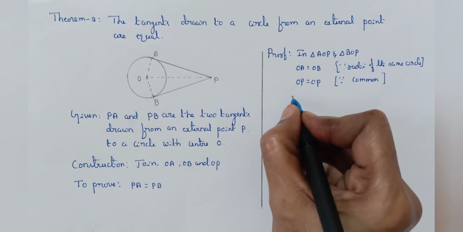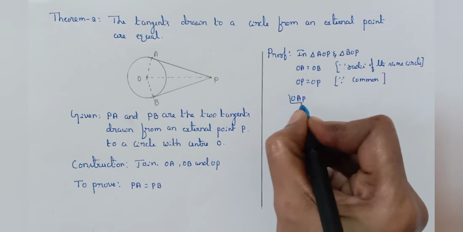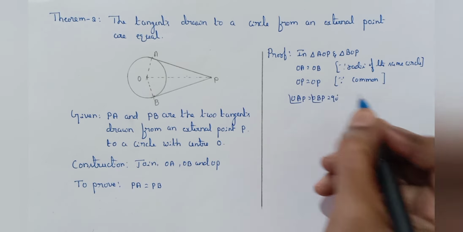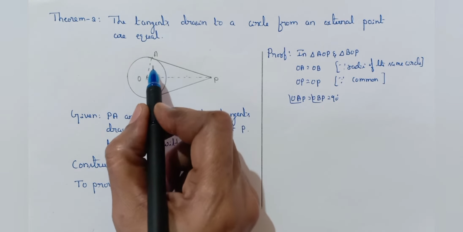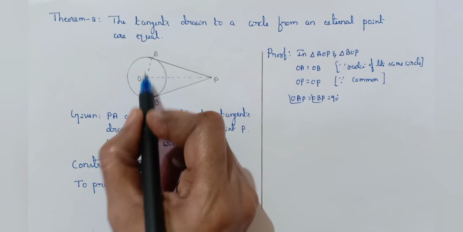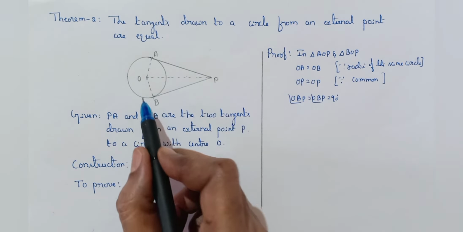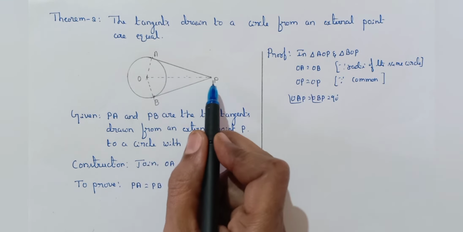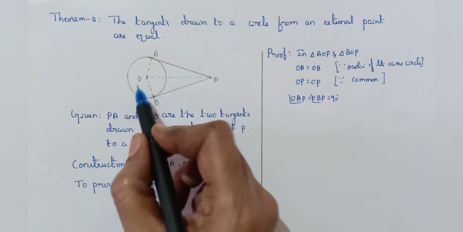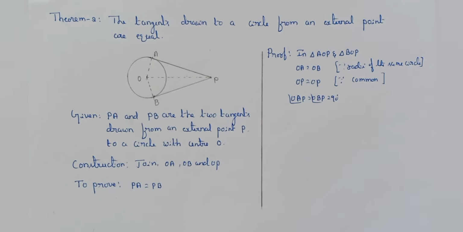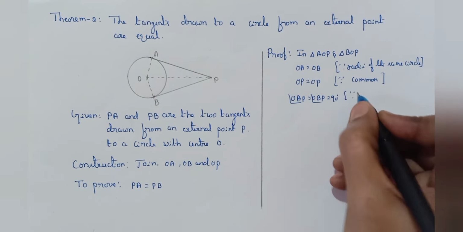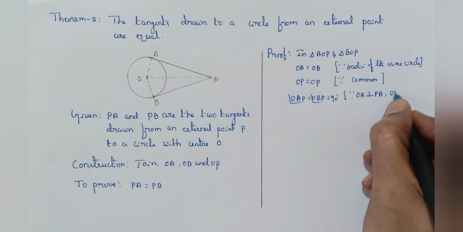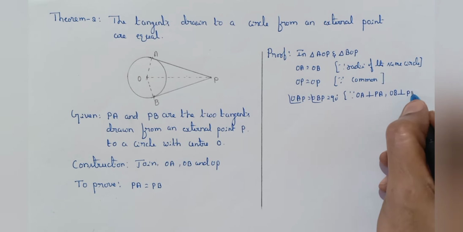And next, angle OAP is equal to angle OBP is equal to 90 degrees. Here, OA is the radius drawn through the point of contact A, so OA is perpendicular to PA, and OB is the radius drawn through the point of contact B, so OB is perpendicular to PB. So, angle OAP is equal to angle OBP is equal to 90 degrees, because OA is perpendicular to the tangent PA and OB is perpendicular to the tangent PB.